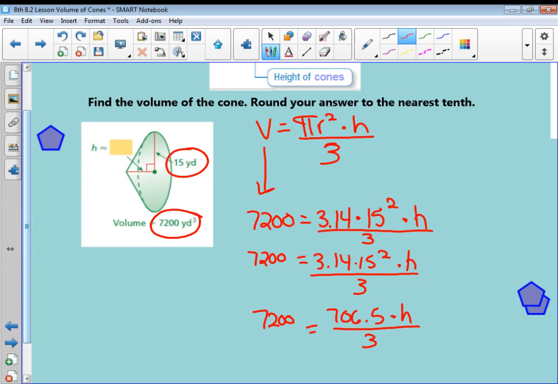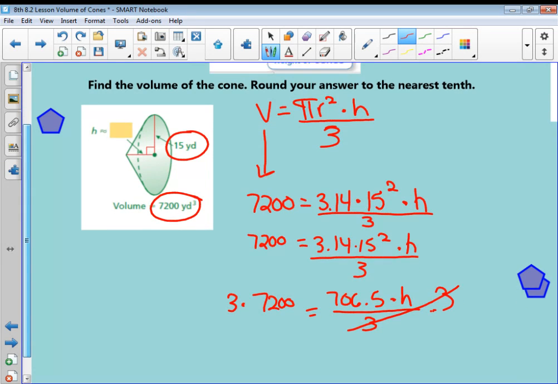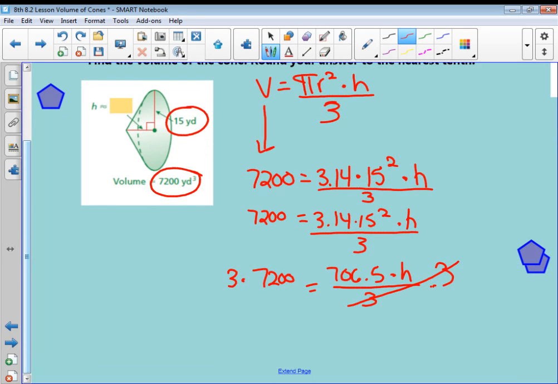Okay, so now I'm going to take that 706.5. I could divide it by 3, or I could multiply both sides by 3. So I'm going to go ahead and go times 3 over here. Why? Because 3 over 3 cancels that out. That's kind of the tricky part of this one, because there's that divided by 3. Instead of taking it times a third, I can just think the opposite of a third is actually 3.